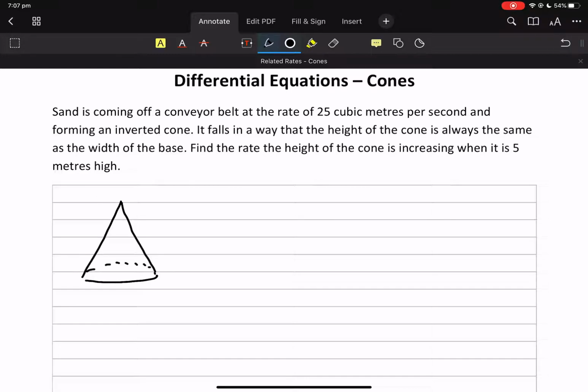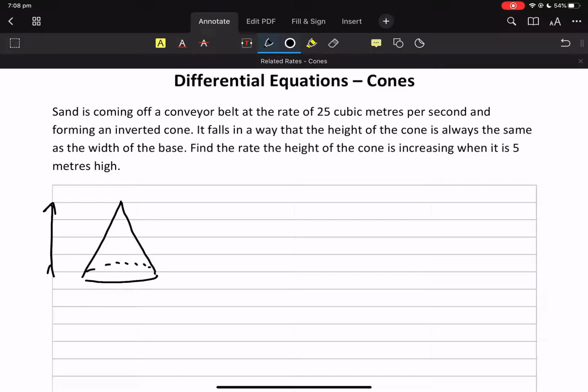It falls in a way that its height is always the same as its width. So even as it grows higher, it's going to grow wider as well, which sort of makes sense. We want to find the rate at which the height of the cone is increasing when the cone's 5 metres high.